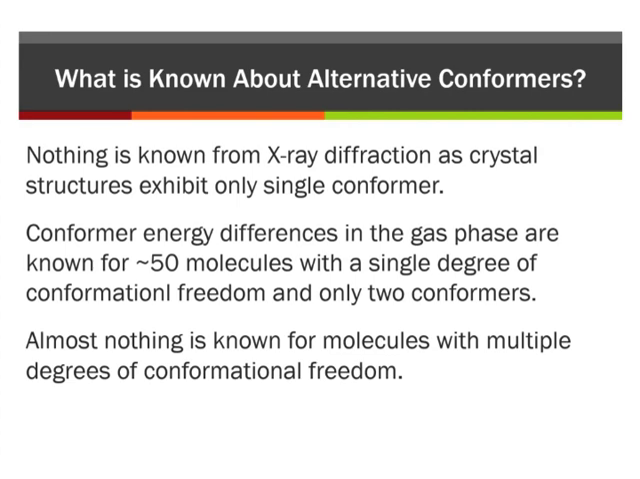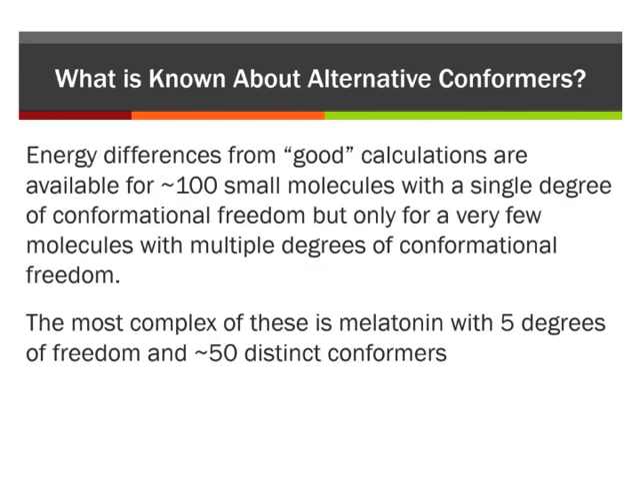There's nothing known from X-ray diffraction. You only see one crystal structure. Very rarely do you see two. In the gas phase, experimentally, there are a few molecules, maybe 50, with 1 degree of freedom, things like n-butane, where you know the difference in energy between the good one and the next one. So there's relatively few data. From calculation, we have, again, a few molecules where we know the difference between the good one and the next one. And we have a few molecules, very few, 3 or 4, where we have multiple degrees of freedom, and we actually have good calculations relating to them.